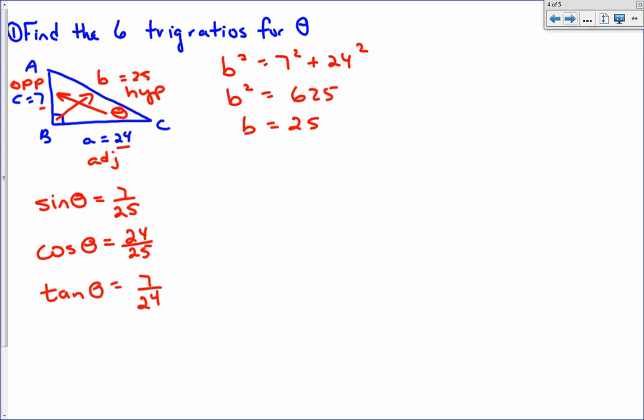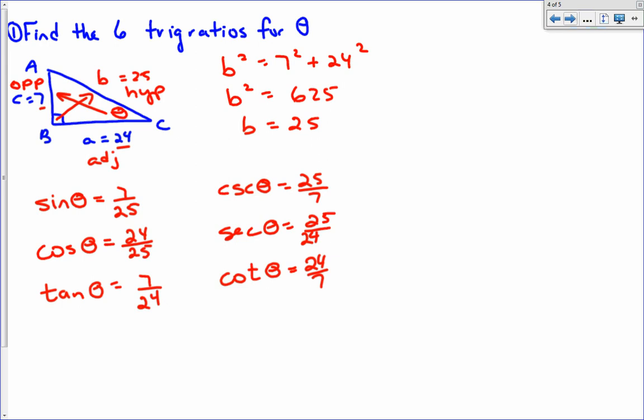The reciprocal functions will just be the reciprocals. So we've got cosecant will be 25/7. I'm not looking at my triangle to get these anymore. I'm just looking at the sine, cosine, and tan and flipping them. So the secant is 25/24, and the cotangent of theta will be 24/7.